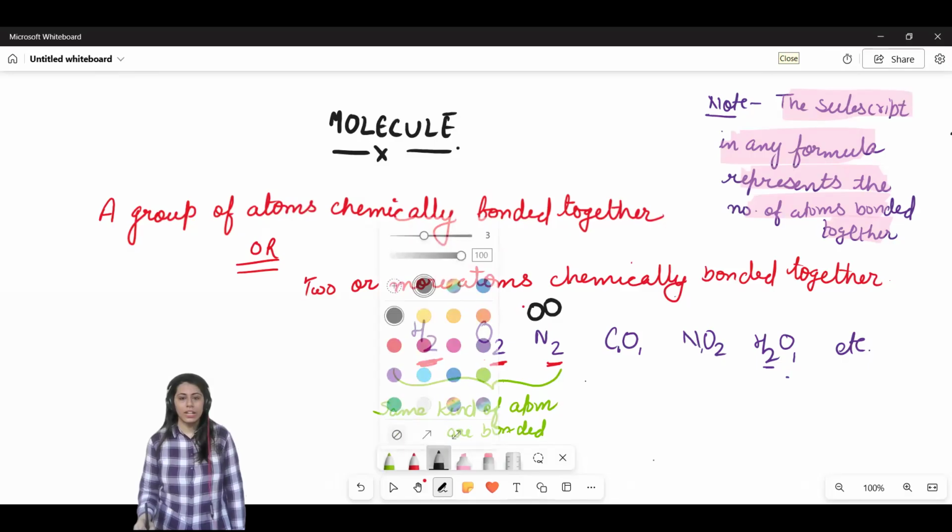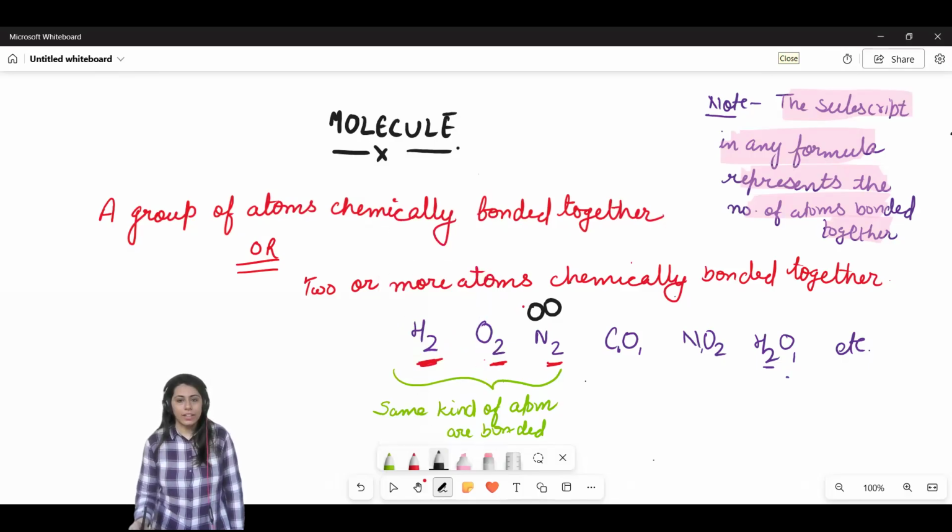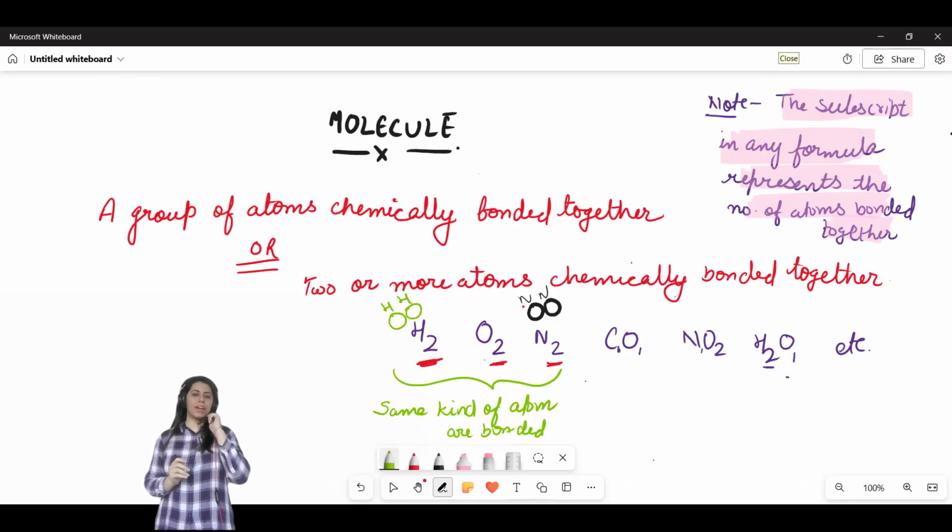Both these are nitrogen atoms, nitrogen and nitrogen. In H2, we have one H and another H bonded together. So in all these first three, we have the same kind of atoms bonded together, right?